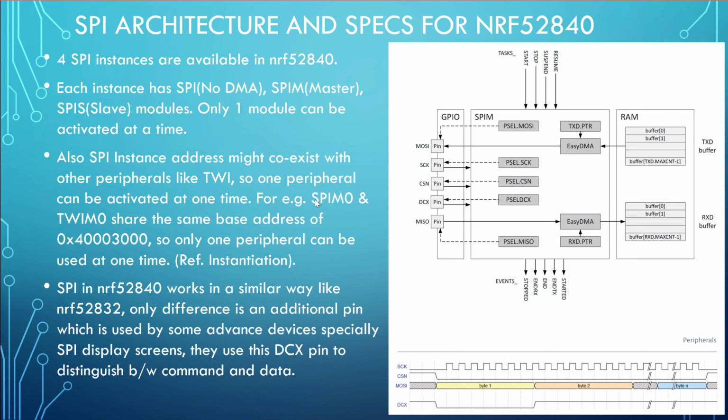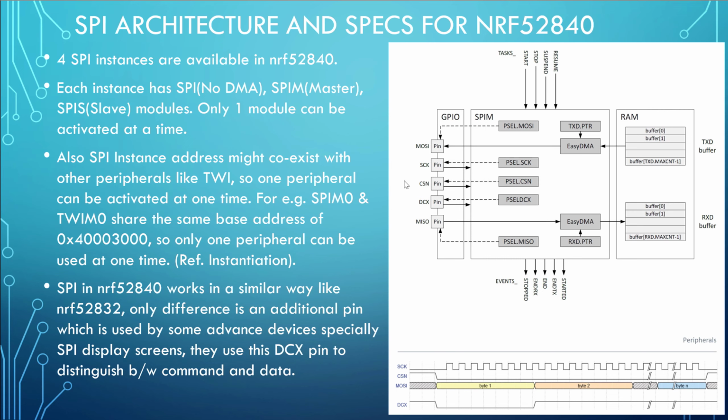SPI in nRF52840 works in a similar way as in nRF52832. The only difference you can see here is the CSN, which is a slave select pin, and also we can see the DCX pin. The DCX pin is new for some new devices, and it's an advanced feature. Basically, we can also implement this in nRF52832, so don't worry. This DCX pin is basically a simple pin which is going to show whether the transmitted data is a byte or a command. So for example, if the DCX pin is set to logic low level, then it means the byte transmitted during this time is basically a command, or it may be data depending on our settings. Okay, so it's fairly easy to implement.